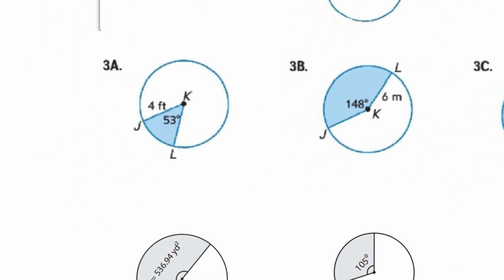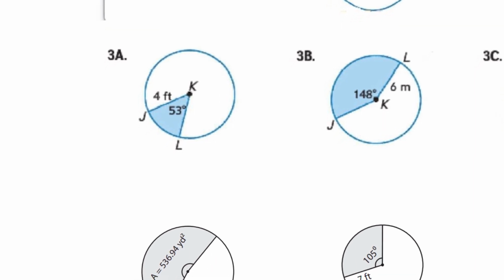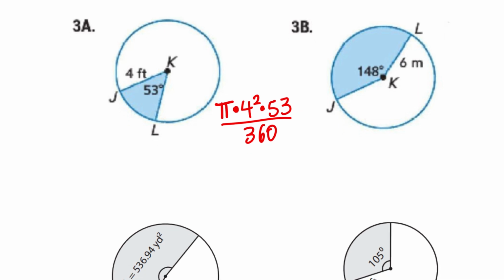So on this first one, okay guys, need y'all to just focus on what's going on here, please. All right, we're going to have pi times 4 squared times 53 divided by 360. Okay, so we get 7.4 square feet.